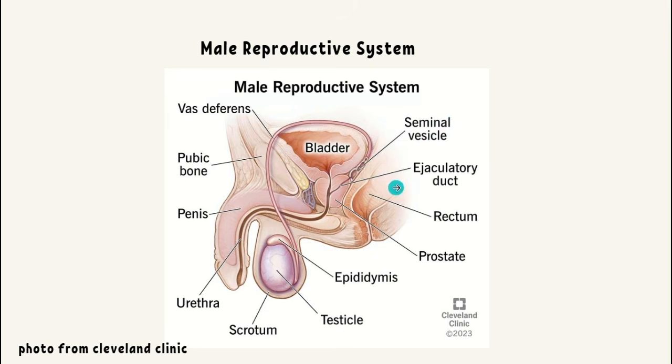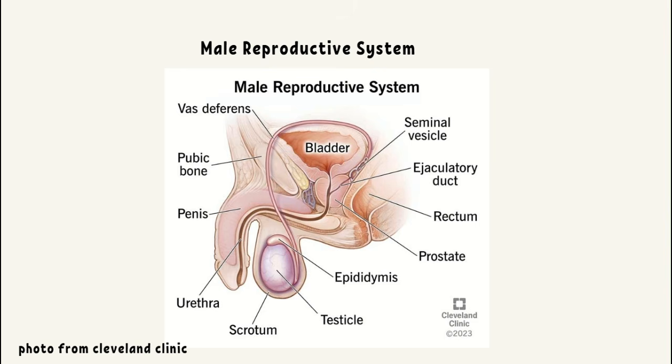And then you probably say, what are the seminal vesicles? So basically, they are glands that produce a fluid rich in fructose, which nourishes the sperm and makes up a large part of the semen. So everything is working together in this reproductive system, right?